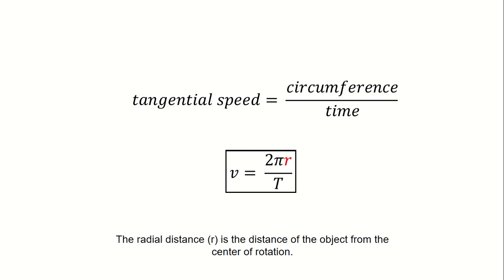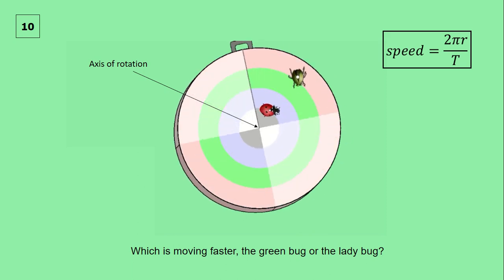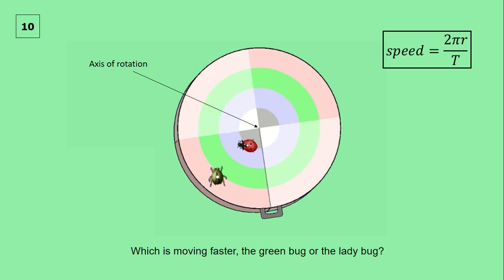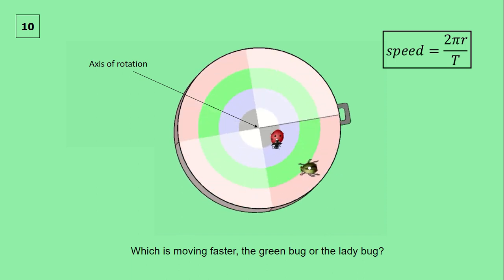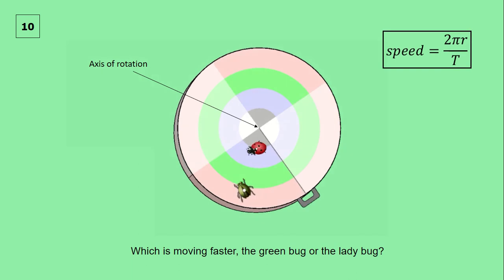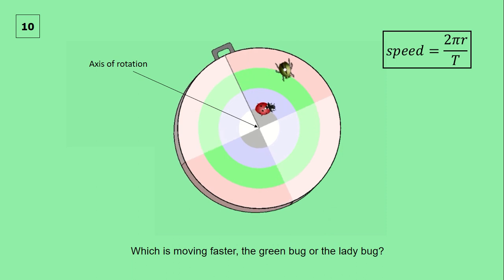If we look at the formula again, one important observation is that tangential speed depends on r, or the radial distance, the distance of the object from the axis of rotation. So if I were to ask you which between the green bug and the ladybug is moving faster, which would you say? Or do they have the same speed after all?